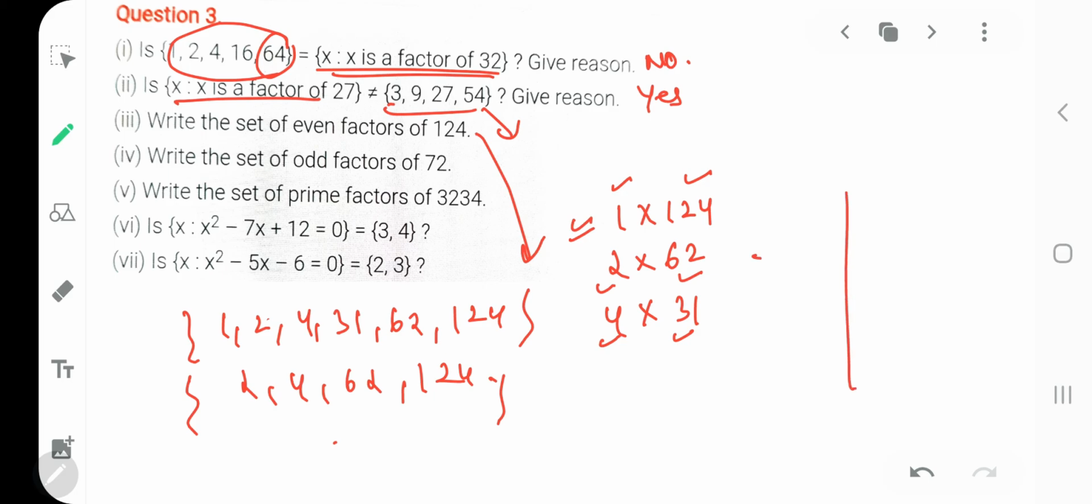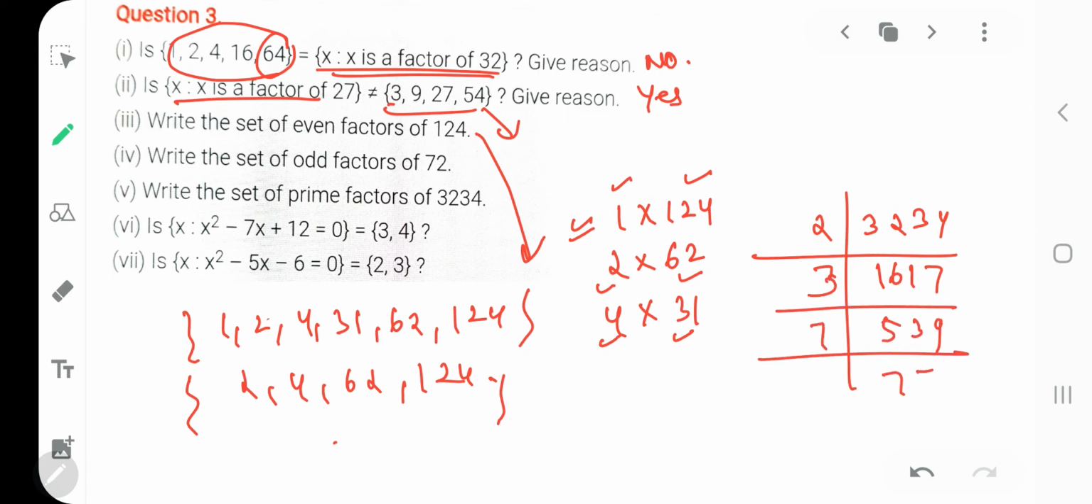Next, you have to write the set of prime factors of 3234. Now, prime factors means you have to do the prime factorization like this and find the factors. So you got the factors as 2, 3, 7, 7, 11 and you have to just write them in the elements form. Getting my point clear?